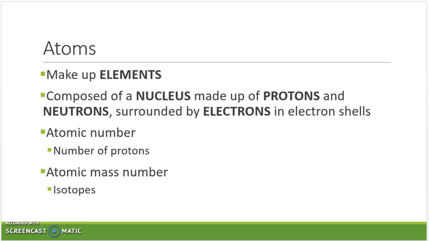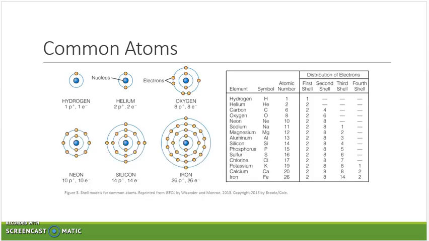Electrons are negatively charged particles and orbit the nucleus in a cloud. They occupy different orbitals or shells and are the particles that form chemical bonds. The diagram on the left shows simplified shell models for several common atoms and their electron configurations. A blue circle represents the nucleus of each atom, but remember that atomic nuclei are made up of protons and neutrons. The table on the right shows the symbol and atomic number for several elements, as well as the distribution of electrons in the orbitals or shells.